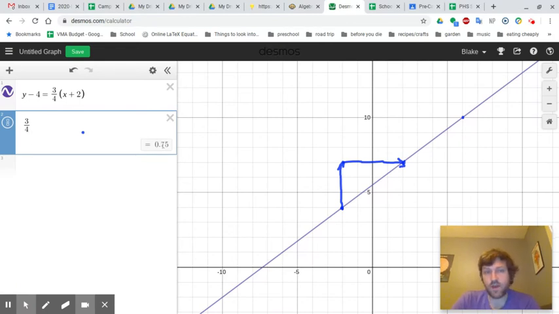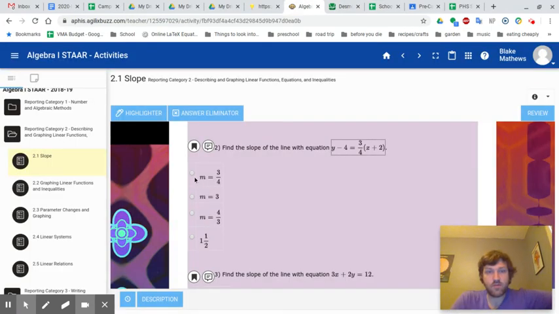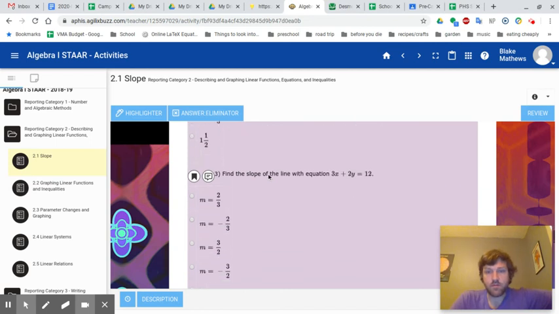Now, I didn't resimplify, otherwise there'd be a number here that isn't a decimal. But 3 over 4 is the slope. It goes up 3 over 4. That's why it's going to be this one. All right, we're going to keep going.